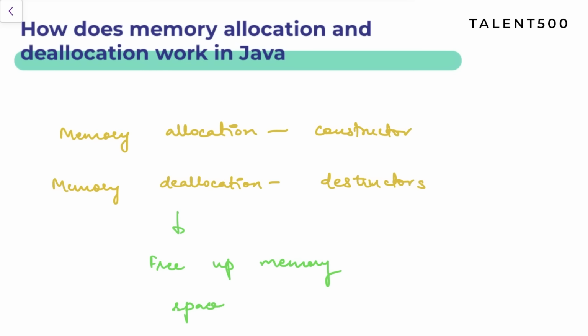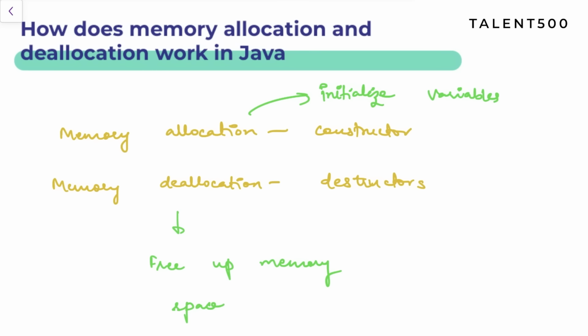And when you have to start doing some work, you just have to initialize some variables. So that is how your memory allocation and deallocation works. So you know how it is actually going to be working.